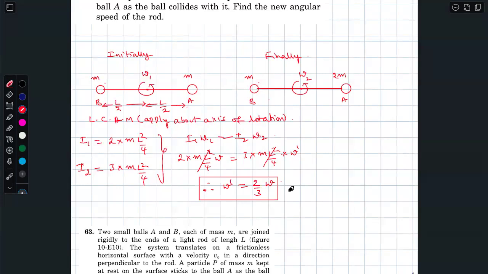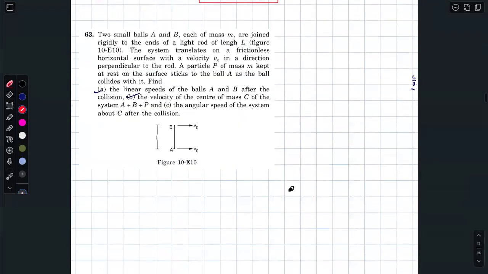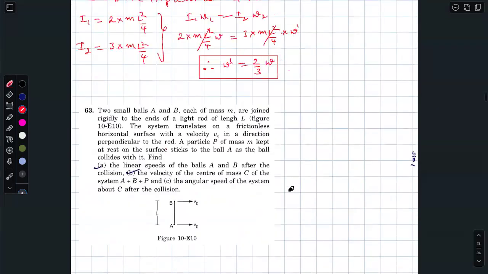That is the deal. Any doubts? Please ask. Are we clear? It's an easy question actually. What case will this come under? Fixed axis situation. Yes, a very good question actually, this one.